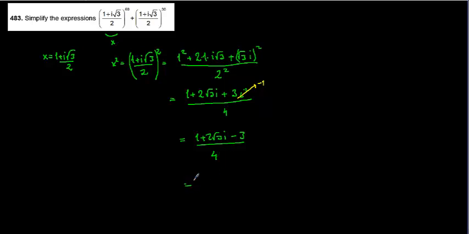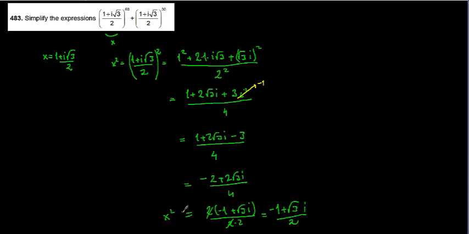Then it's equal to (minus 2 plus 2√3 i) over 4, which is equal to minus 2 times (1 minus √3 i) over 2 times 2, which is 4. If you simplify, it's equal to (minus 1 plus √3 i)/2. This is x squared. So x squared is not a simple number, and I'm going to try x cubed.